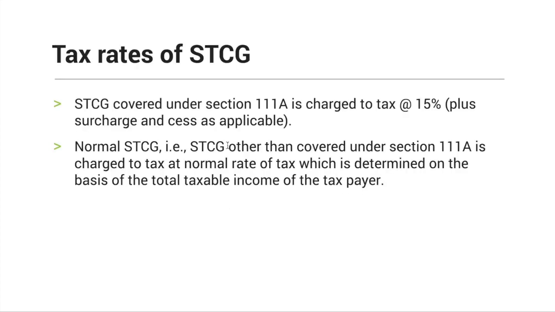So for those, the tax rate would be based on the tax slab that we fall under. For the categories covered under section 111A, the tax rate would be a flat 15% plus surcharge and cess as applicable.